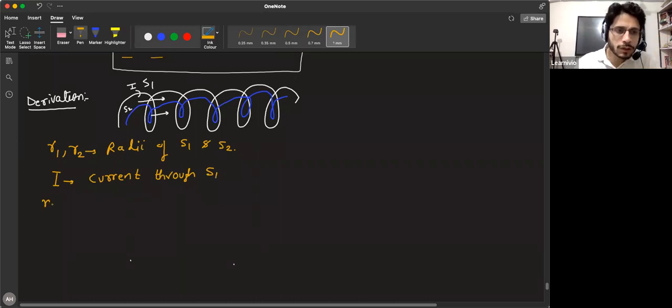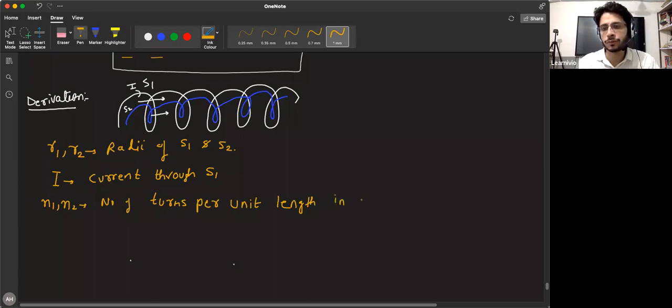Then we have n1 and n2, the number of turns per unit length in solenoid S1 and solenoid S2. Then you have L, which is the length of both the solenoids.